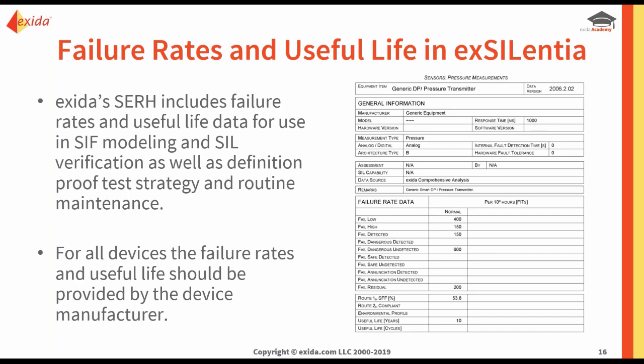But it's nice to look at the data sheet to see the basis of the data and to see things like the useful life. So in this case, the useful life for this generic pressure transmitter is 10 years. I can highlight where that is right here, 10 years. And obviously you can see the different failure rates for the pressure transmitter. You have your fail high, fail low, fail detected, and fail dangerous undetected. And those are classified. Oh, and fail residual. Those are classified depending on how you use the device in your application.